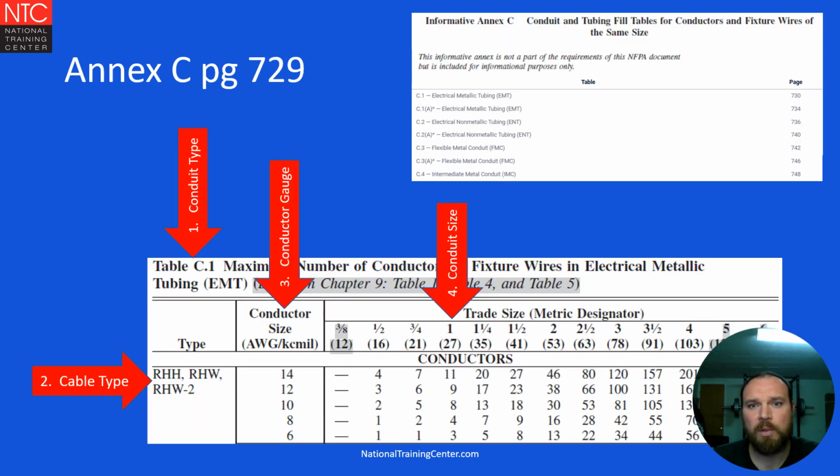The next table that we look at, or at least the next navigational tool, is going to be the use of Annex C when we have any questions come up about conduit fill. Use Annex C first. Annex C is going to tell you all the different types of conduit, and then you'll go to the corresponding page number for that type of conduit. Once you're there, identify the cable type, the gauge of your conductors, and then scroll over and find your size of conduit. And that's how we use the NEC.